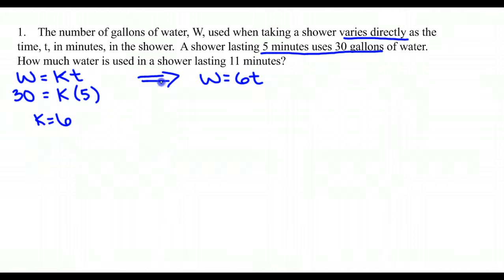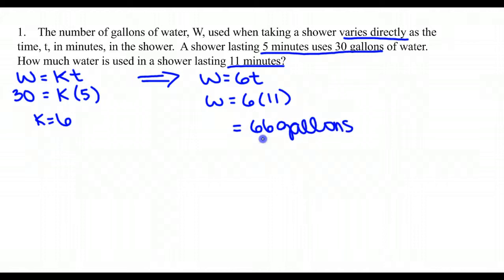Now the question is asking for us to figure out how much water is used in a shower lasting 11 minutes. So since we're trying to figure out the amount of water, we're going to solve for W, and that 11 minutes represents time. So the number of gallons that we would use for 11 minutes would be 66 gallons.